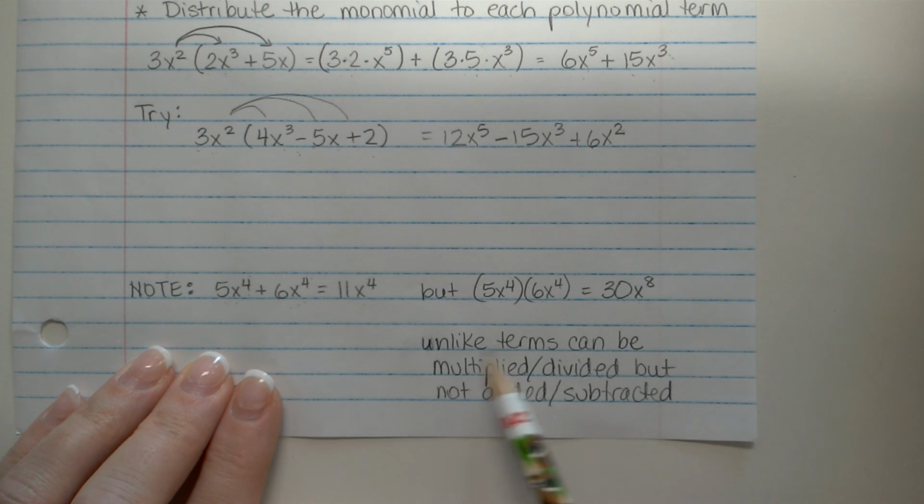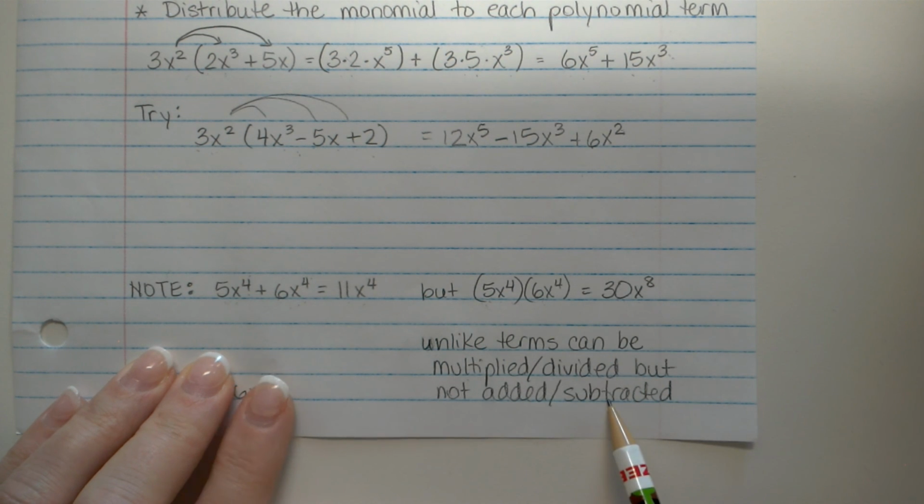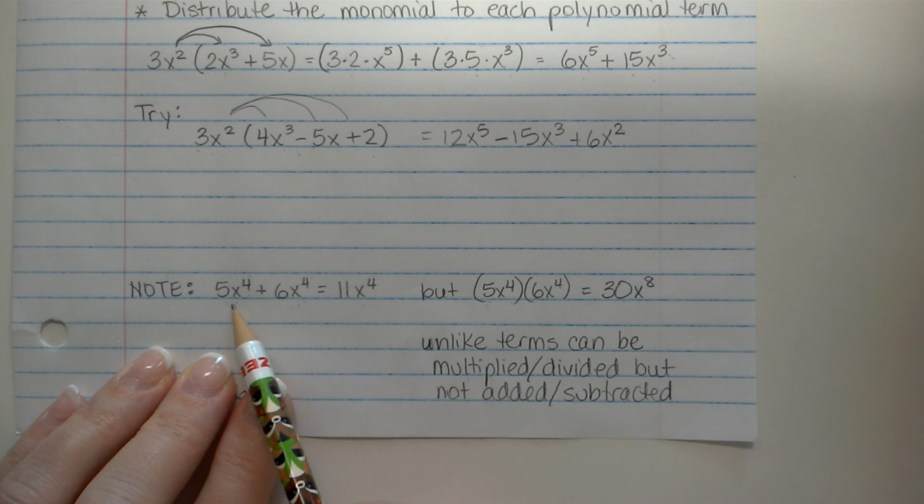Keep in mind that unlike terms can be multiplied or divided, so it's okay if these are unlike, versus when you're adding and subtracting them, they can't be. They have to be the same.